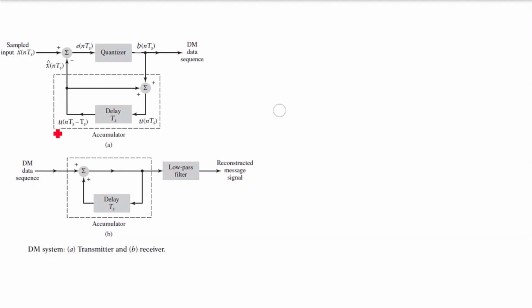Now what you can see here is, have a closer look at this part. This part is nothing but an accumulator. Accumulator x of n Ts is nothing but u of n Ts, and u of n Ts is nothing but delayed by Ts. Ts is nothing but the sampling interval, right? So the signal will be sampled at the rate of fs, where fs is nothing but 1 by Ts.